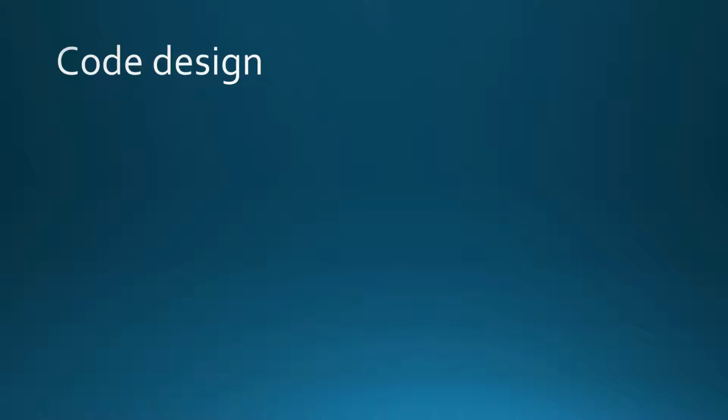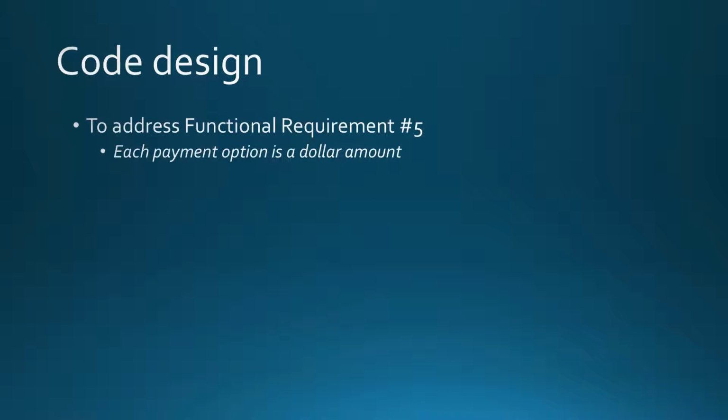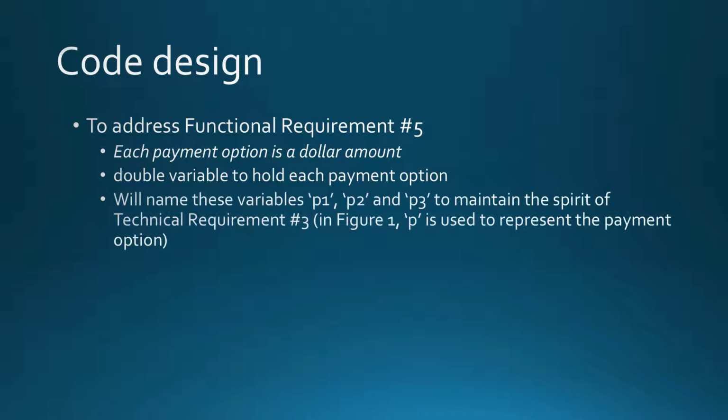With respect to our code design, to address functional requirement number 5, we'll just note that each payment option is a dollar amount, just like the credit card balance. So we're going to use a double variable to hold each payment option. And we're going to name these variables P1, P2, and P3 to maintain the spirit of technical requirement 3.